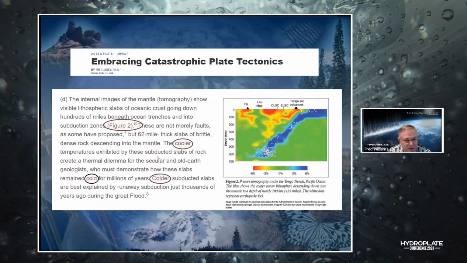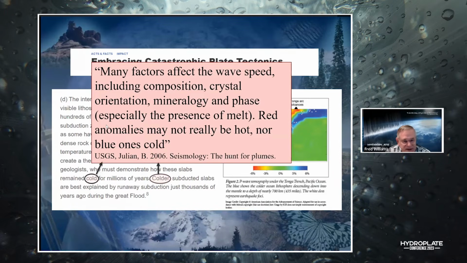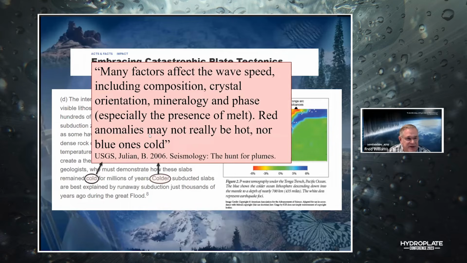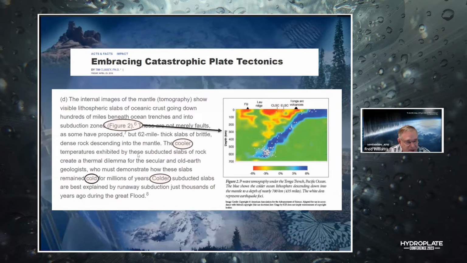So here's some problems with it. He shows this image right here. This is seismic tomography. The first problem is he's attributing the blue over here to cold. Let me go back to the image. This is cold and this is warm, but really this is just a difference in the velocity of the waves. That's what that really is. Here's from the USGS: many factors affect the wave speed, including composition, crystal orientation, mineralogy, and phase, especially the presence of melt. Red anomalies may not really be hot, nor blue ones cold.